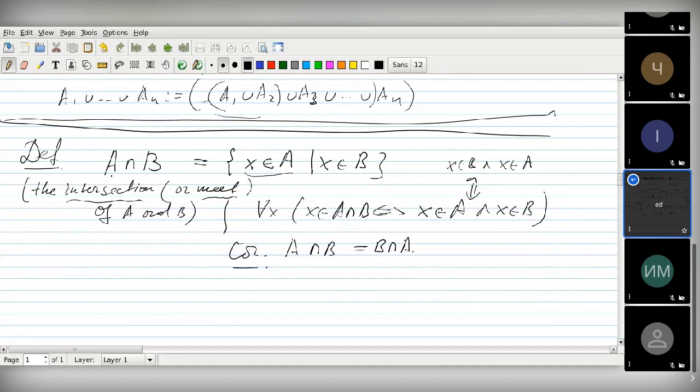Is it clear? So the intersection is a set of all common elements. You take A and then pick every element from A which is also an element of B. That's the main idea. Is it clear? Yes, thank you.